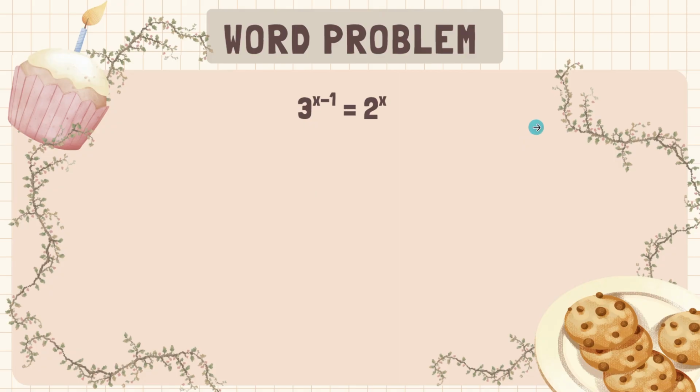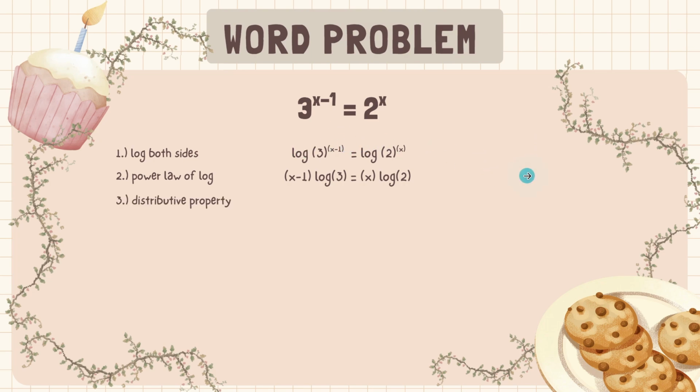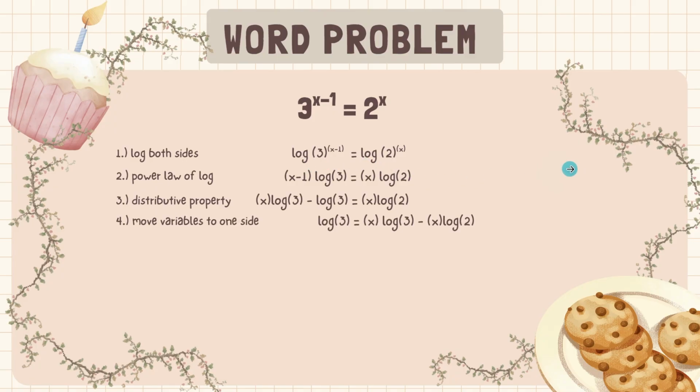So we set those two equal to each other, and first we need to log both sides and use the power law of log. What happens is that the exponents go in front, if you remember that. And third is to distribute the properties, as you can see here, x multiplied by log 3 and x multiplied by minus 1. Then you just move the variables to one side, that's why the signs change.